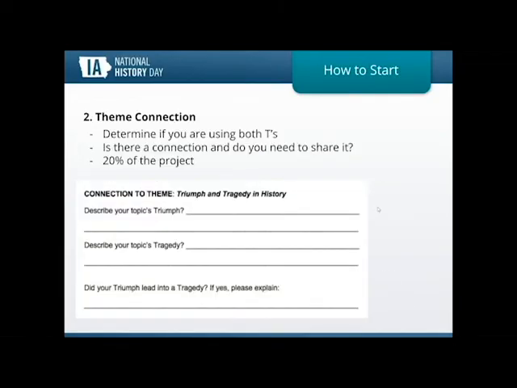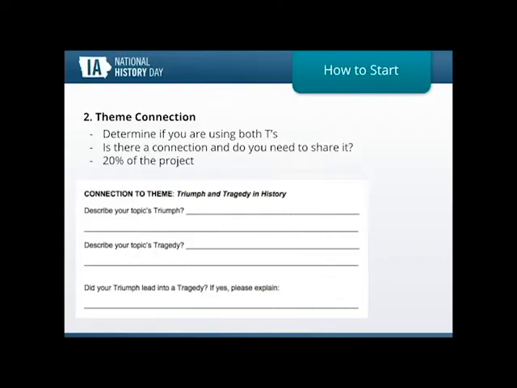All right, the second portion of this worksheet, the theme connection, another big part of your thesis statement. I want you to determine if you're using both of the T's. Like I mentioned, there is a recorded version of the Triumph and Tragedy webinar on the National History Day website under the Workshops and Assistance page, and I will be sharing that link here in a couple slides. If you're having concerns about how to use Triumph and Tragedy, if you're not sure if your topic makes a connection, please take a peek at that webinar.